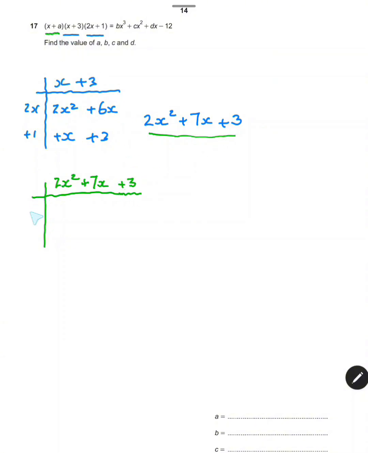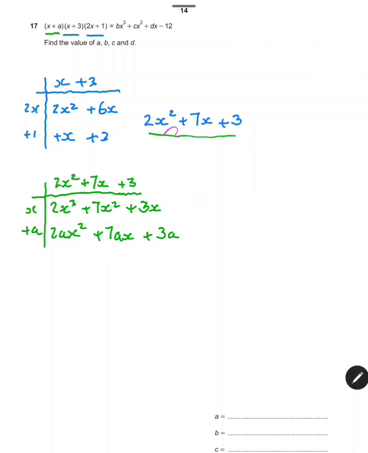And I'm multiplying by x plus a. Well, x times 2x squared is 2x cubed. x times 7x is 7x squared. And 3 times x is 3x. a times 2x squared is 2ax squared. a times 7x is 7ax. And a times 3 is 3a. This is my expanded triple bracket.